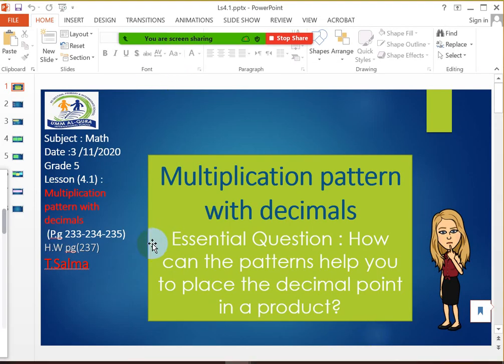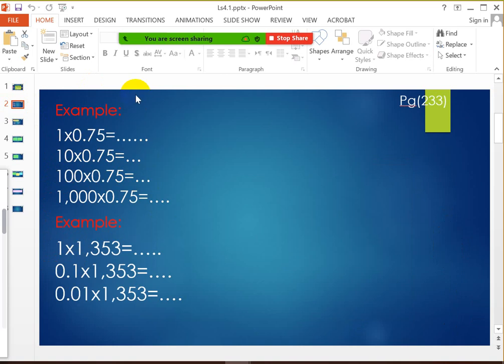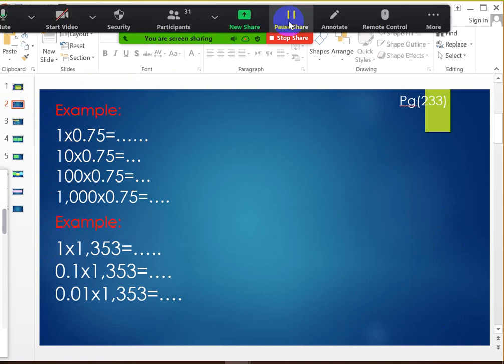Okay? So today we will multiply decimals with a pattern, okay? So how can the pattern help you to place the decimal point in a product? So let's start with the first example, okay? Look at this example, girls.